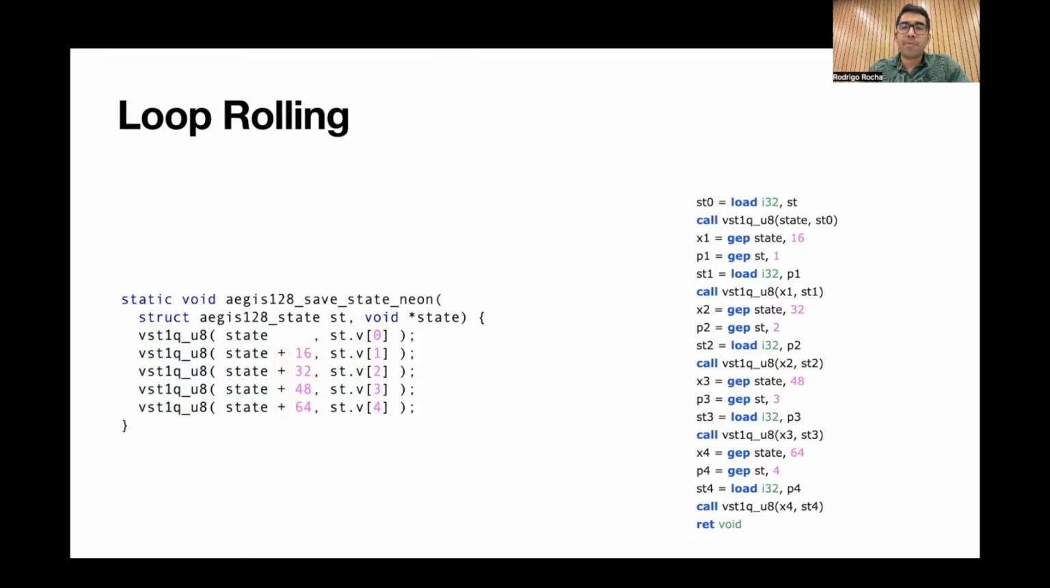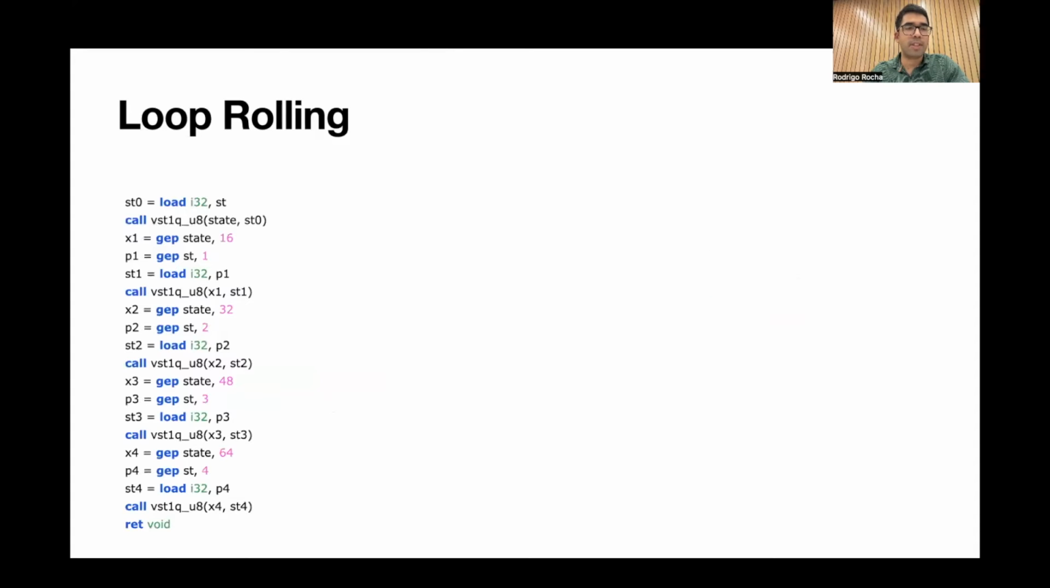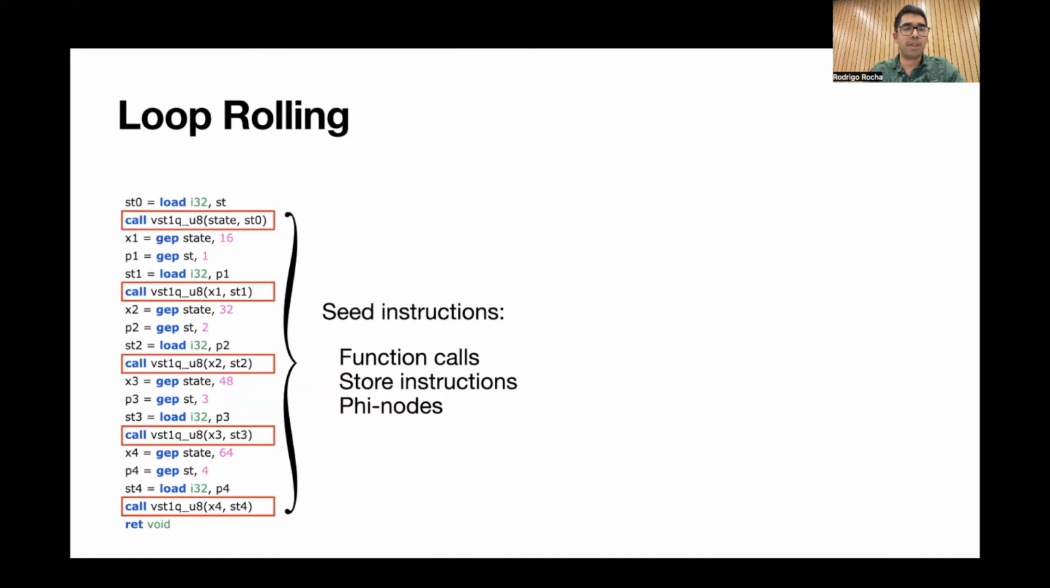Now I'll describe how you can perform this transformation automatically inside the compiler. For this purpose, I'll use an intermediate representation similar to LLVM to represent the source code. So we'll use this code in the intermediate representation to describe our technique. Our technique starts by identifying what we call seed instructions. And these seed instructions can be instructions such as function calls, store instructions, phi nodes, return instructions, and so on.